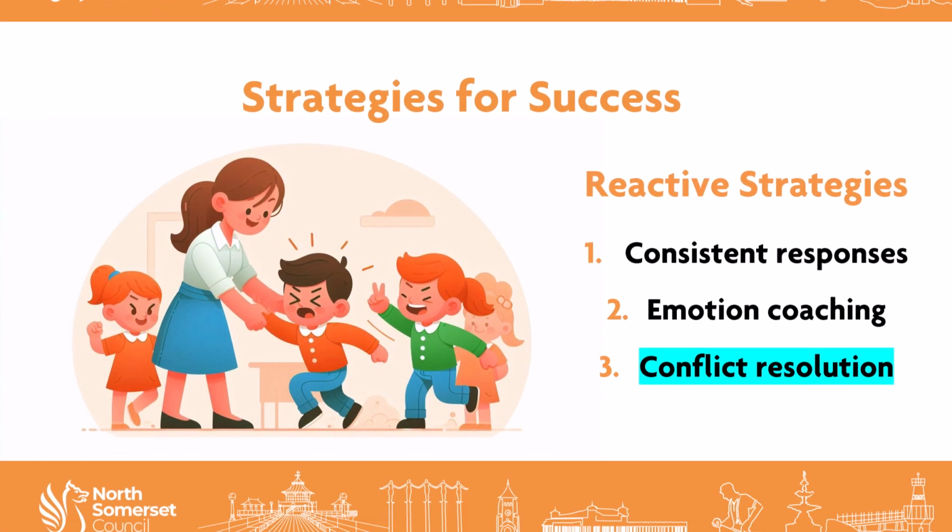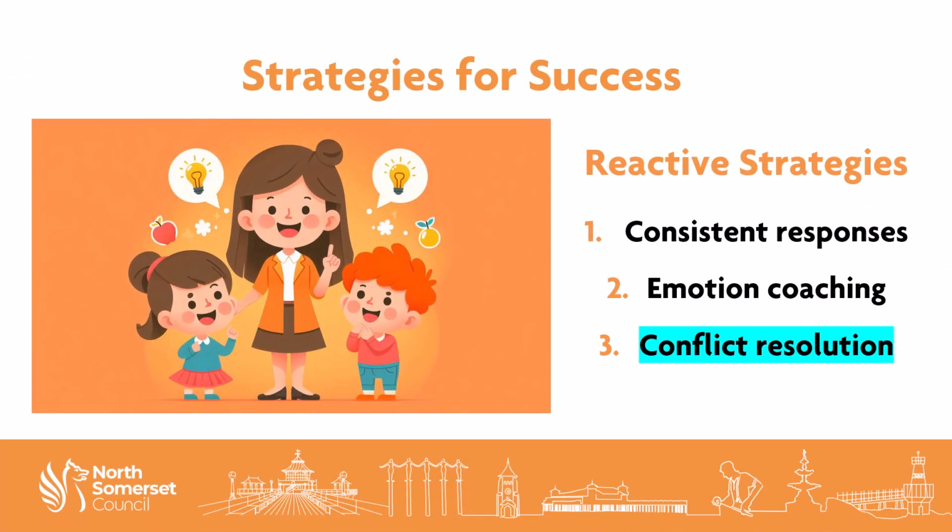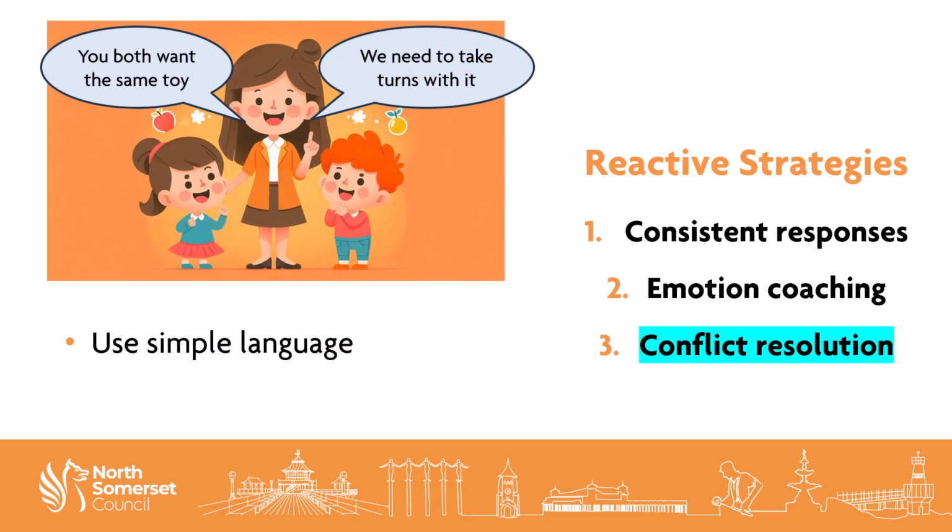And so the final strategy for success, if we've encountered unwanted behaviour, is known as conflict resolution. And this is all about teaching youngsters to manage disagreements and fallings out, which are natural experiences in their development. And we can do this by using simple language. Long explanations or complex reasoning may confuse younger children, so we want to keep it clear and simple.